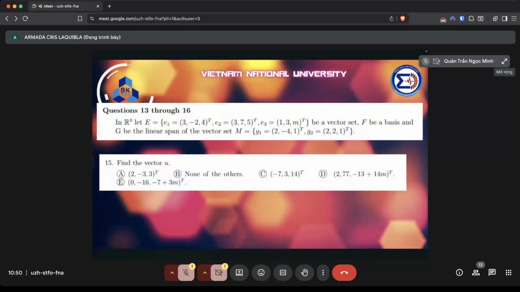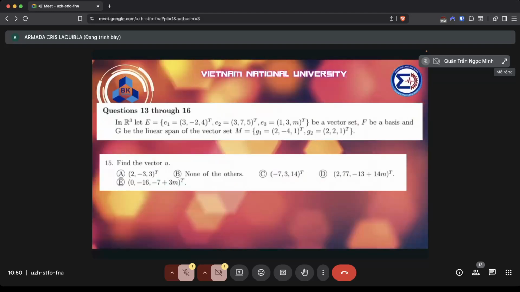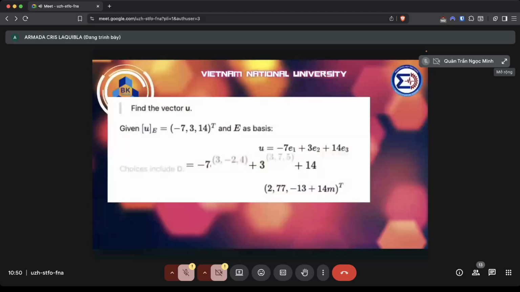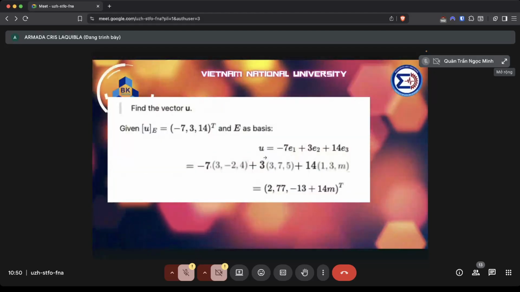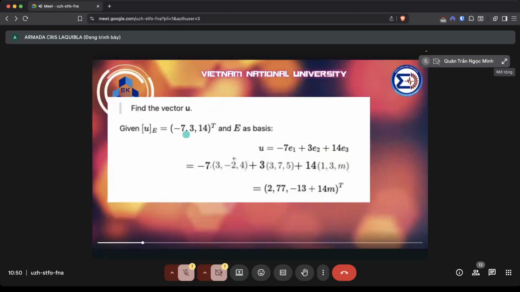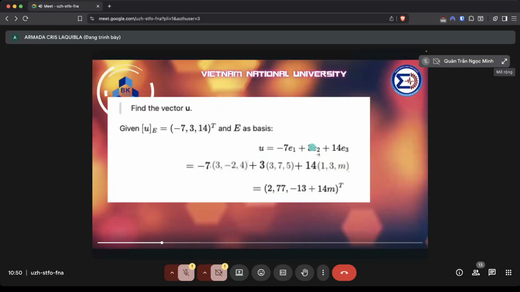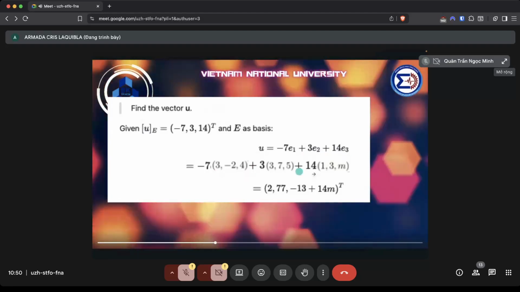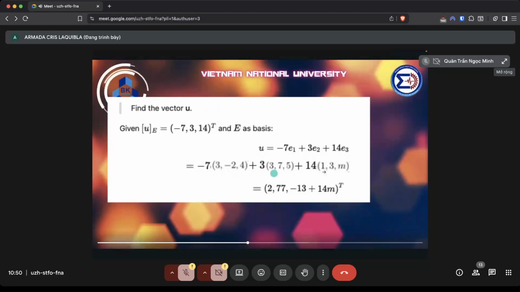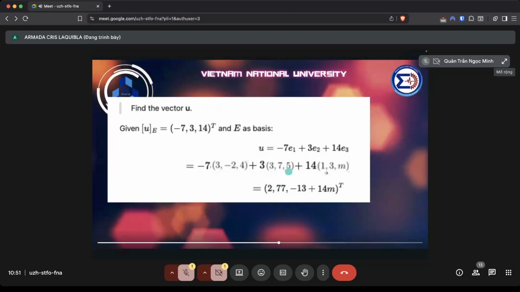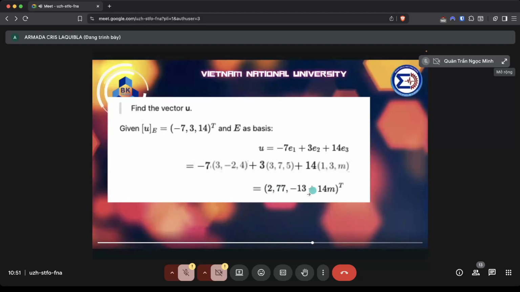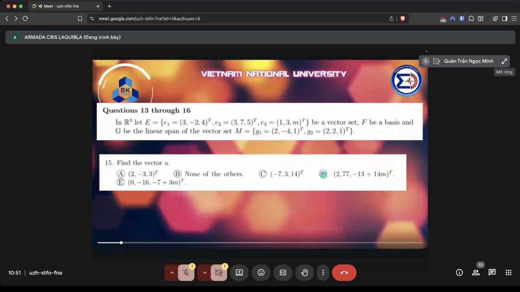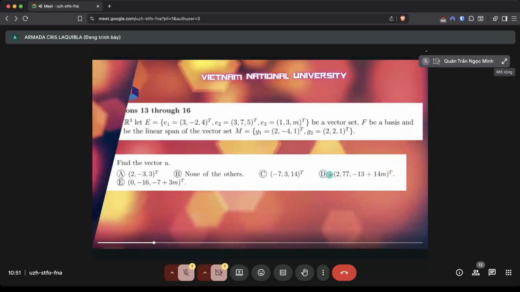Next, number 15. Find the vector u. So if you're going to find the vector u class, you have to use there the UE that you get, because you multiply that with E1, E2, E3. That's it. Multiplying that with those numbers and then get the first components. It's equal to 2. The second component, you add it 77. Then the third component, you add it's -13 plus 14M. And that is equivalent to D here.